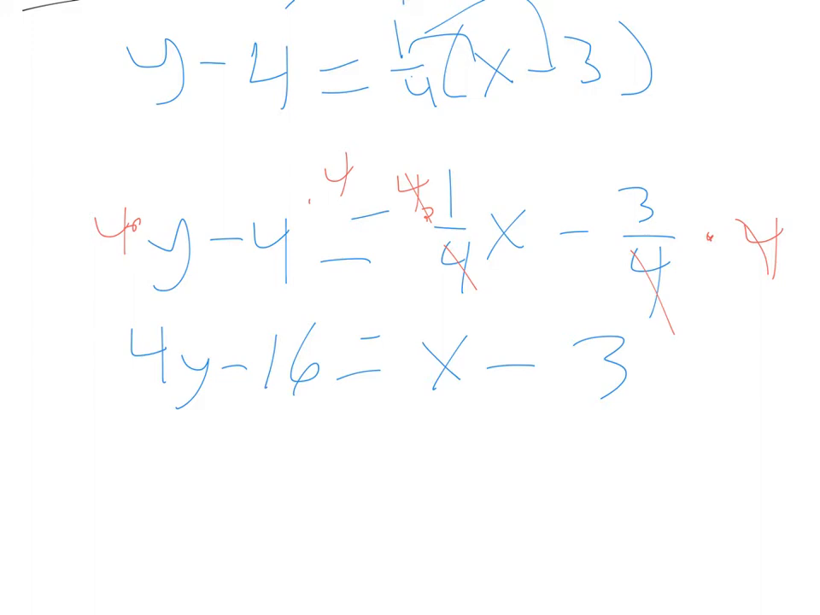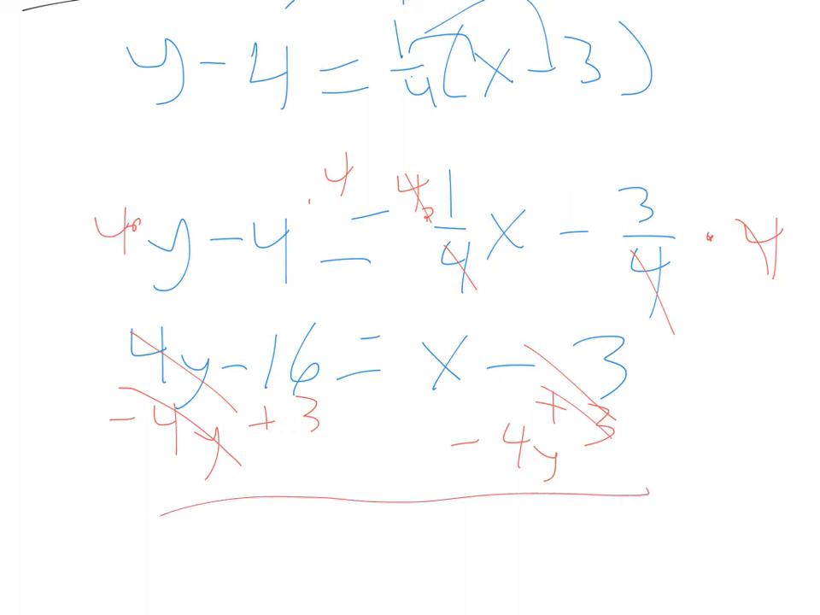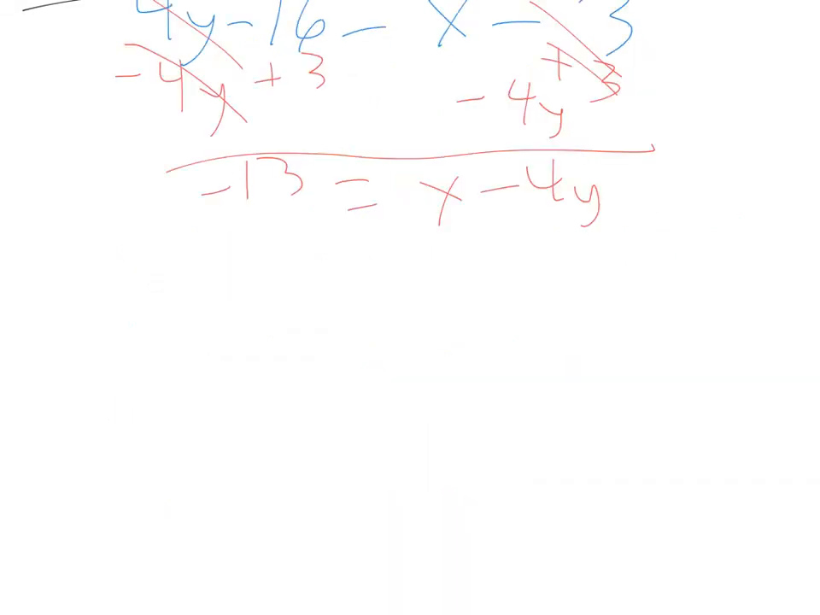So now, let's subtract 4y from both sides, and then add 3 to both sides, because we want to cancel out the 4y's over here and then the plus and minus 3's over here. So you have negative 16 plus 3 is minus 13 equals x minus 4y. But if you want to remember, this can also be rewritten as just x minus 4y equals negative 13.